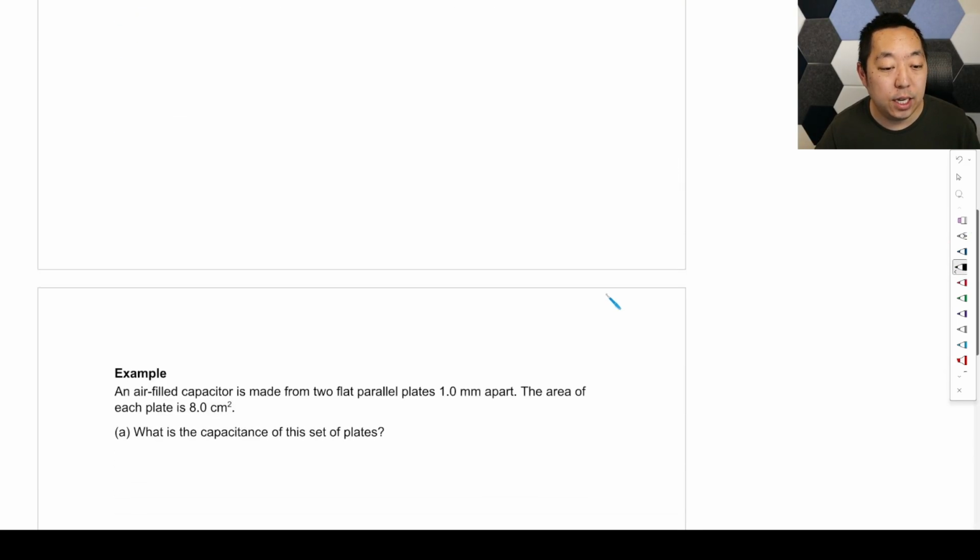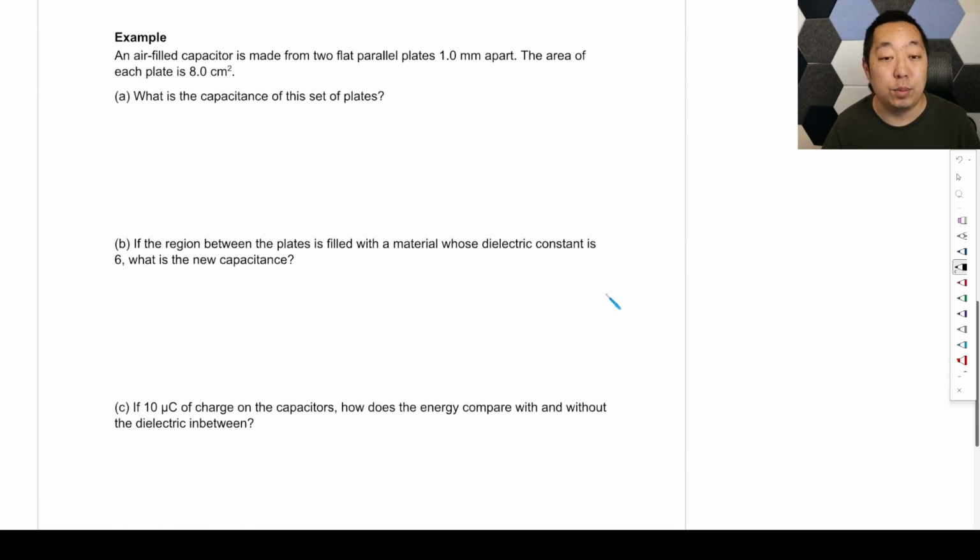So now let's take a look at some examples. What's the capacitance with an air-filled capacitor? Two parallel plates 1 millimeter apart, with an area of 8 square centimeters. So here the kappa is just 1, so it's just epsilon naught A over D. Epsilon naught is 8.85 times 10 to the negative 12.